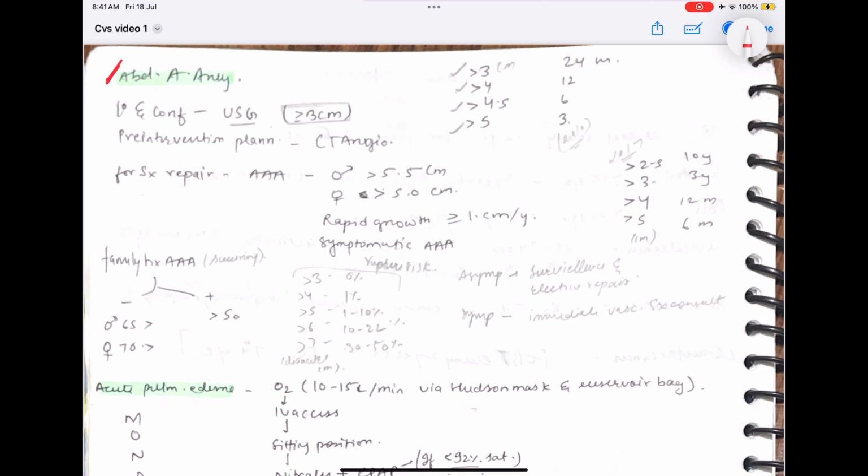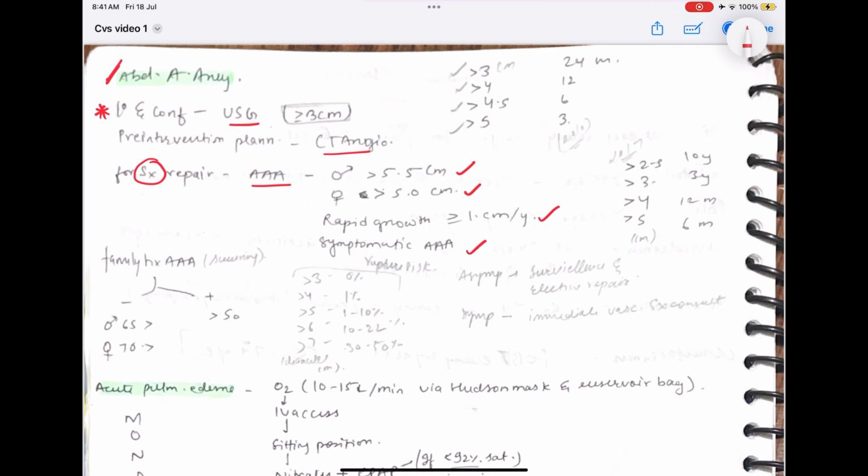This is a deadly triad and you'll have to call the surgeon as soon as possible. Now, starting with the initial investigation and the investigation of choice, that is ultrasound, and we'll have to see that the mass that is visible is more than 3 centimeters. And for the pre-intervention planning, we'll have to do CT angio.